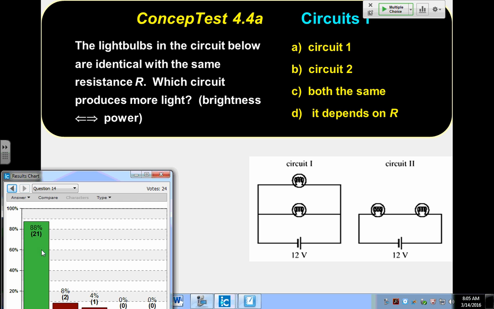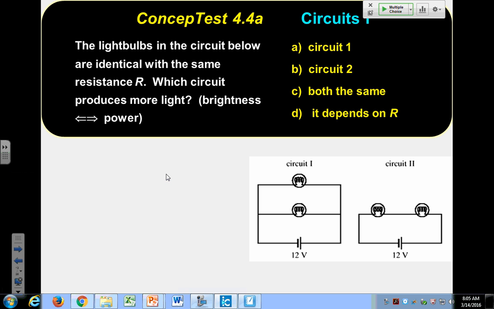Okay, awesome. A is right. Imagine if I have 12 volts on these batteries. That means I have 12 volts here, 12 volts here, but I have 6 volts here and 6 volts here. So we have some expressions for power, and one of those expressions is V squared over R.